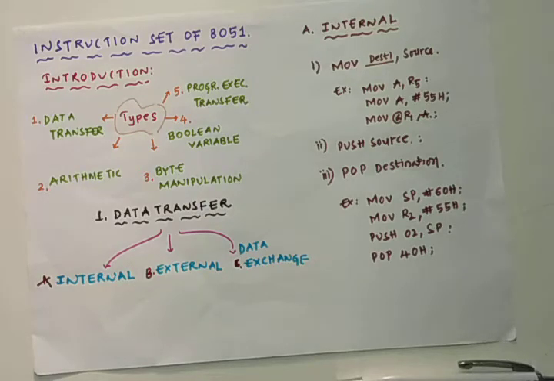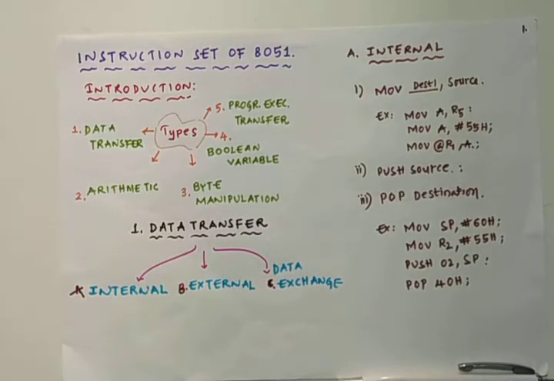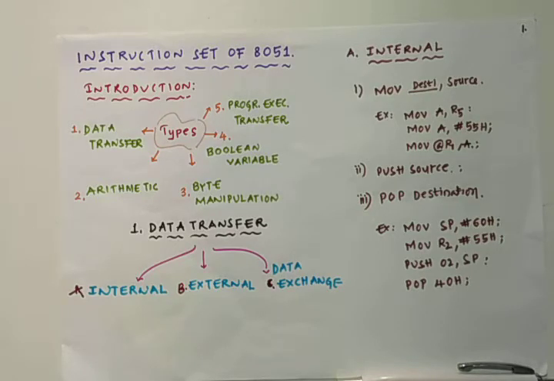In this video, I'm going to talk about the instruction set of 8051. We know that 8051 is a microcontroller. It is a 12 microcontroller. It has an 8-bit data bus and a 16-bit address bus. So the programming of the microcontroller 8051 is done using the instruction set formed by the 42 mnemonics.